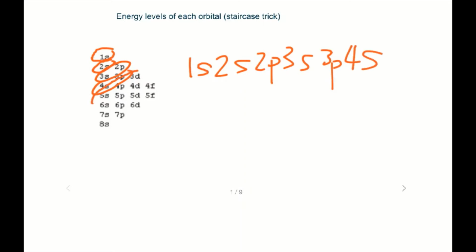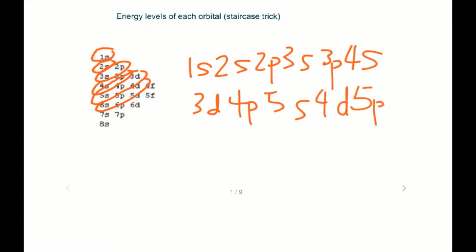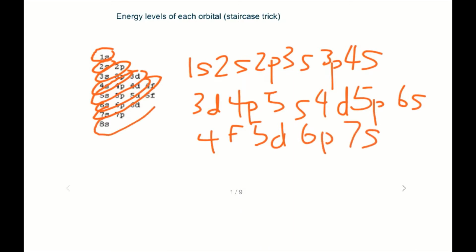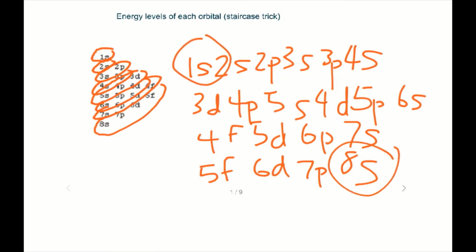The fifth diagonal contains 3d, 4p, 5s. The sixth diagonal contains 4d, 5p, and 6s. And the seventh diagonal has 4f, 5d, 6p, 7s, and reading the last diagonal we get 5f, 6d, 7p, and 8s. And this is the order in which the orbitals are in terms of lowest energy to highest energy.